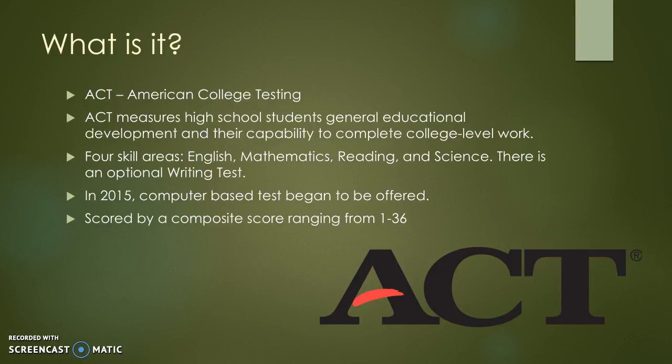So, what is it? It stands for American College Testing, and it measures high school students' general educational development and their capability to complete college level work. And the subtests that I was talking about before, that was in the past, but now the four skill areas are English, math, reading, and science. And as I said before, there's a social studies subsection in the reading section, so students are tested on social studies as well.